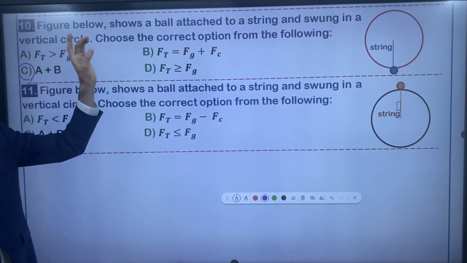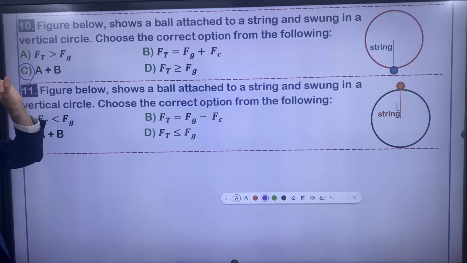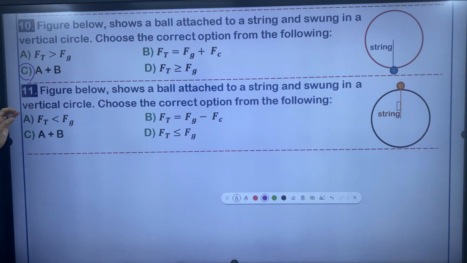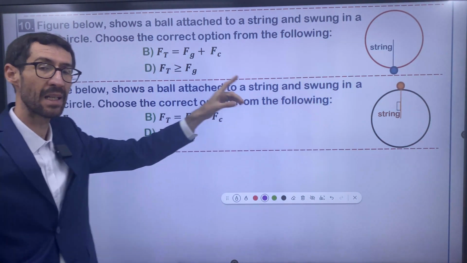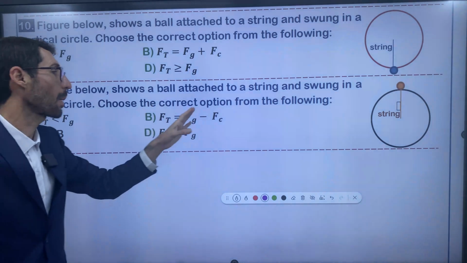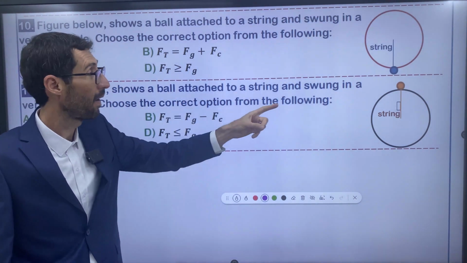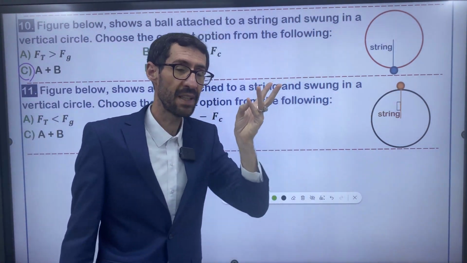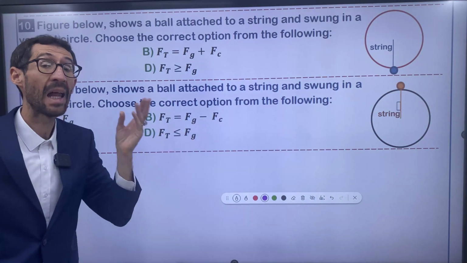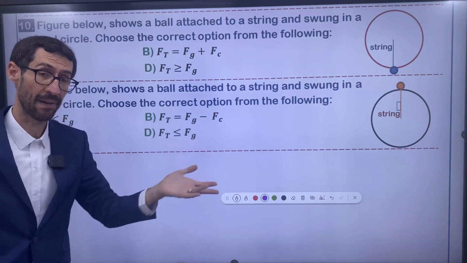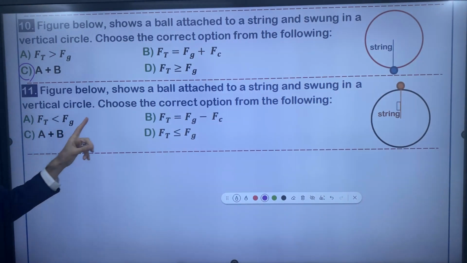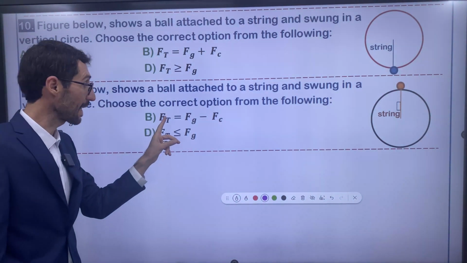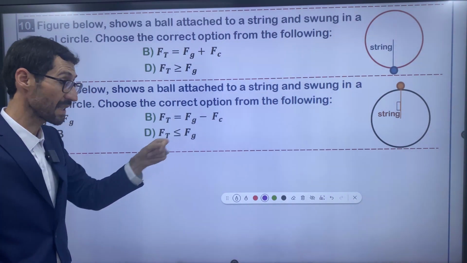Two options are true. The last question for this lesson: the figure below shows a ball attached to a string and swung in a vertical circle. Choose the correct option from the following. At the top, Ft is less than Fg, and Fg is the summation of Ft and Fc. Keep in mind, Ft is less than Fg. It's true. We believe it. B, Ft is equal to Fg minus Fc.